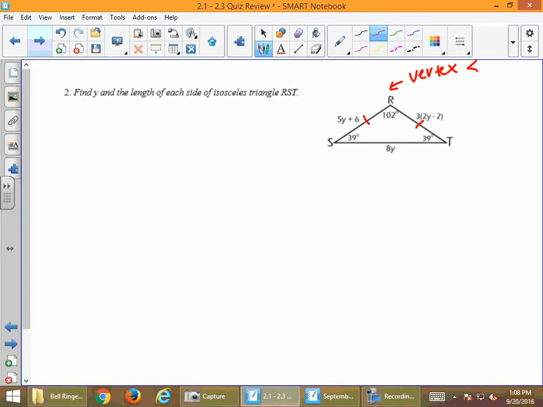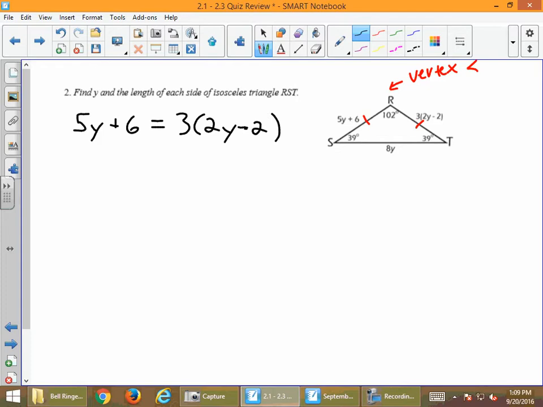We'll start learning later on about these base angles. If they're the same, that means it's an isosceles triangle. We'll go down the road with that later. But since I know they're the same, I'm going to set them equal. So I'm going to say that 5y plus 6 is equal to 3 times the quantity of 2y minus 2.